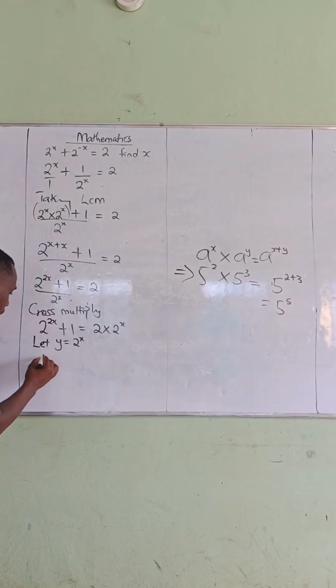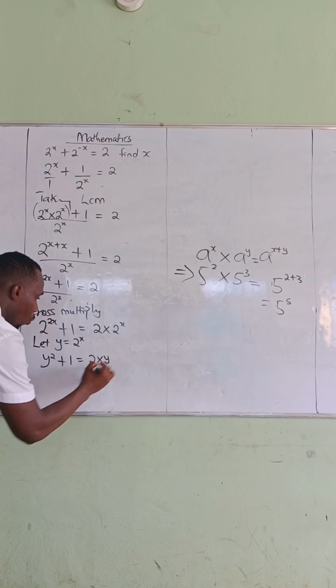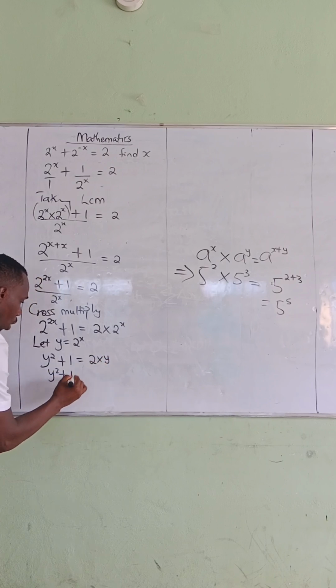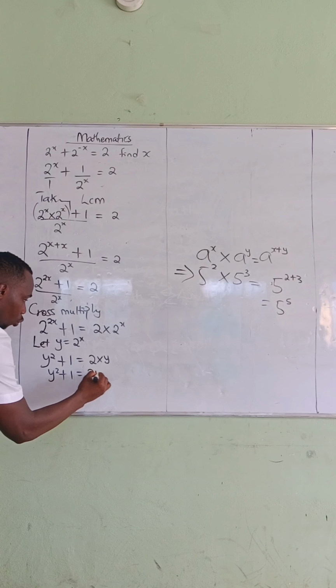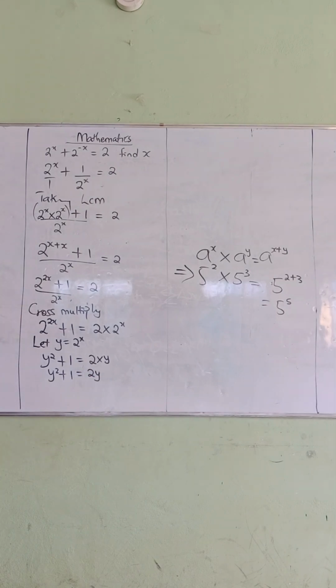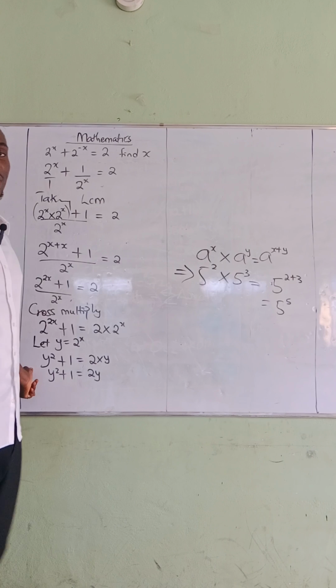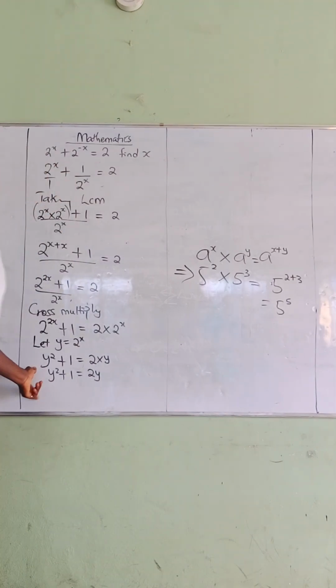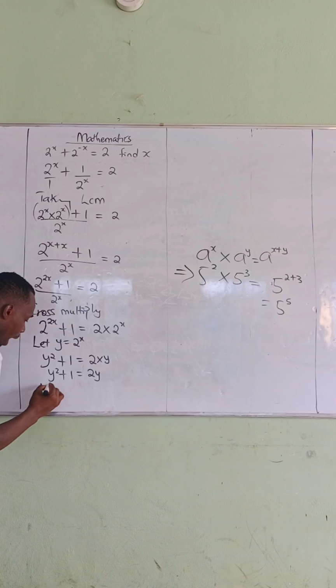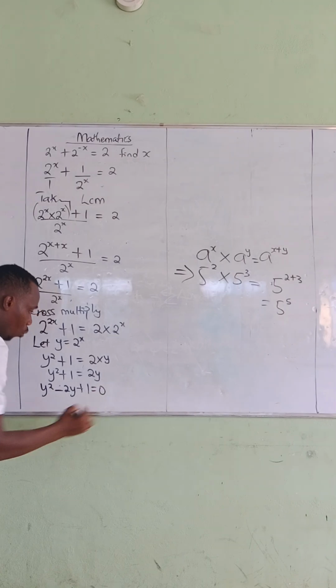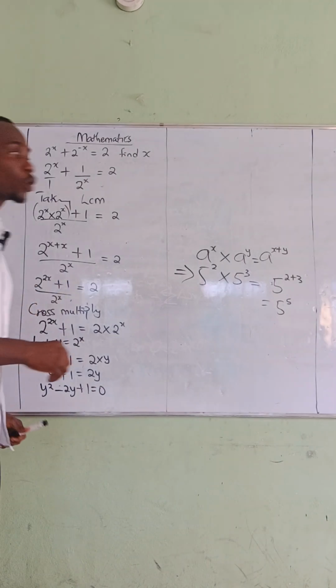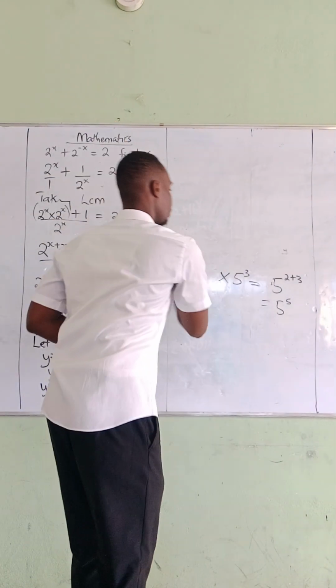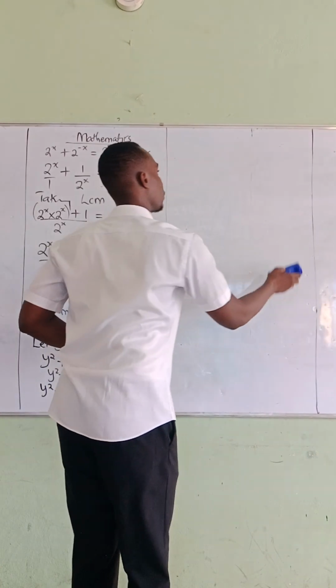2 raised to the power of 2x now becomes y squared plus 1 is equal to 2 times y. Y squared plus 1 is equal to 2y. At this point, for those of you that are conversant with quadratic equations, it is looking like a quadratic equation. We just have to bring this to the other side of the equality sign. So it becomes y squared minus 2y plus 1 is equal to 0. We now have a quadratic equation. Now, there are so many ways we can solve this problem.